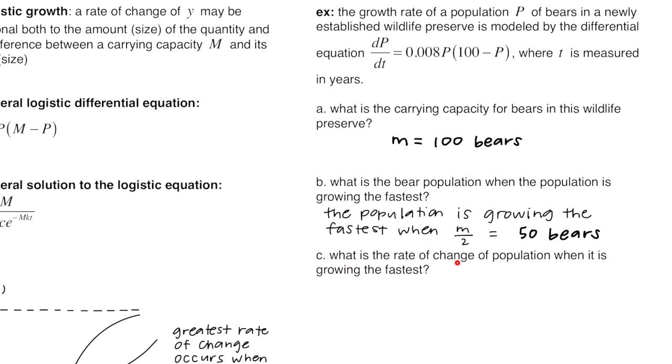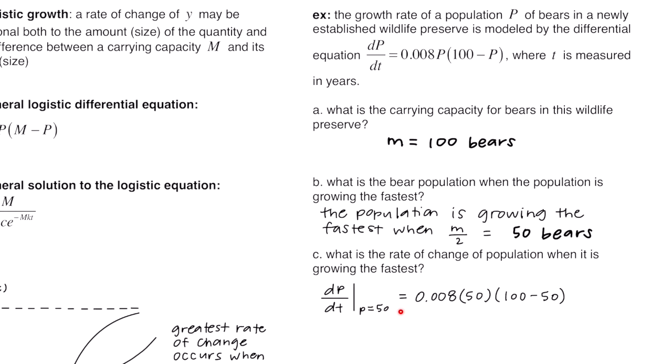Part C, what is the rate of change of population when it is growing the fastest? The rate of change of population is described by dp/dt, and it's growing the fastest when population is 50 bears. So we're going to plug in 50 for P. So we take 50 and we plug it in here and here for P. So we get 0.008 times 50 times the quantity 100 minus 50. And I'm going to go ahead and plug this in the calculator. So you end up getting 20 bears per year.